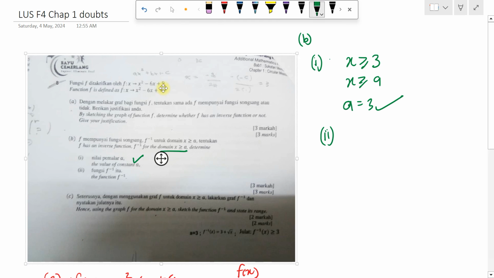Okay, completing square method means it should be in this form lah: (x plus p) square plus q, your f(x). Okay, we want to change it into this form. How to do this form? Okay, wait, let me show you in your calculator.